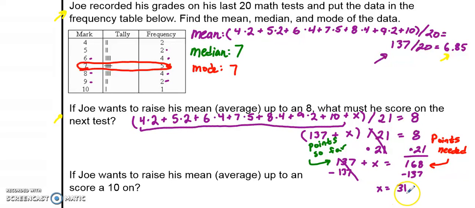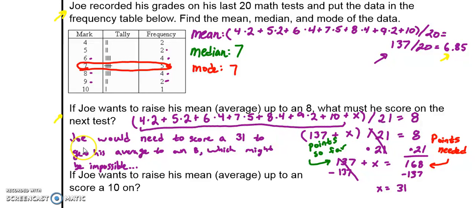Wait a second, 31 points? It looks like these tests are out of 10. So it doesn't look like he's going to get his average up to an 8 within one test. Looks like it's pretty impossible. So I wrote, Joe would need to score a 31 to get his average up to an 8, which might be impossible. I mean, maybe the teacher will give him some extra credit or something, but getting a 31 seems pretty high, especially when he's only gotten 10.